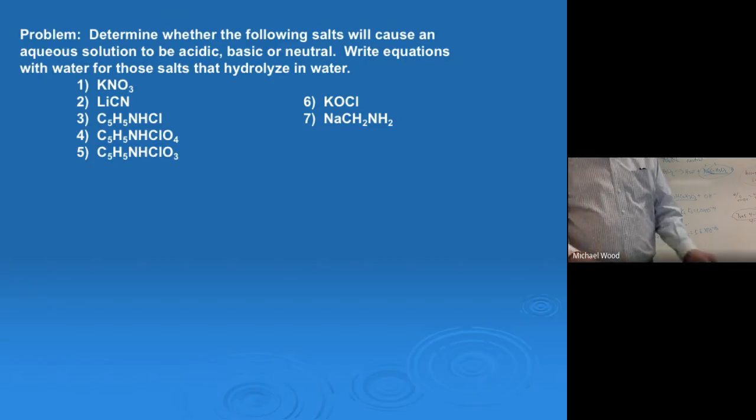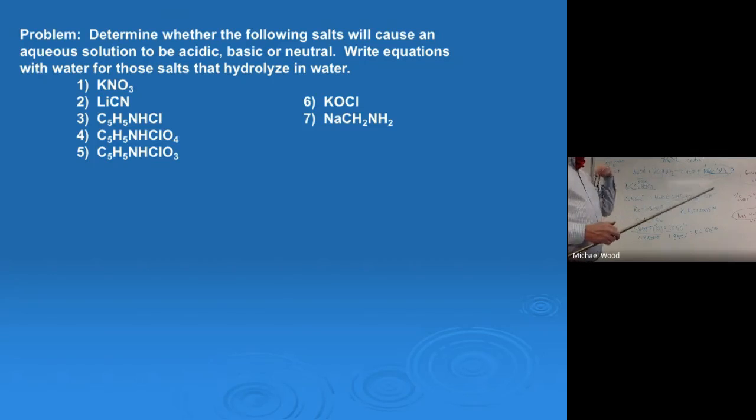Okay, so what we're going to do here, and again, let's just go through this slide, and I'll stop, and you guys can relax, or work on the lab, too, would be kind of the point. Okay, so we're going to determine whether the following salts will cause a solution to be acidic, basic, or neutral. That's where I'm going to really be using this list right here. And then we're going to worry about writing equations on Thursday.